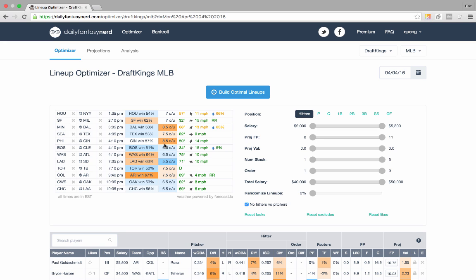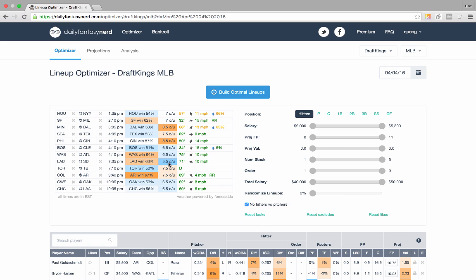Next, we have over-under. Over-under is the expected total runs scored between both teams. So you want to focus on the offensive side on games with high over-unders. For today, April 4th, that would be Minnesota-Baltimore here, Philly-Cincinnati. On the other side, we have the Dodgers and Padres, who have the lowest scoring total expected for the day. And so you want to avoid this game for hitters generally.